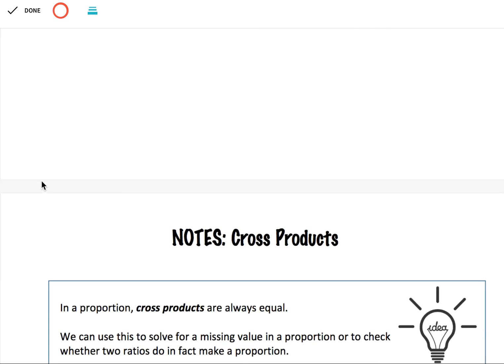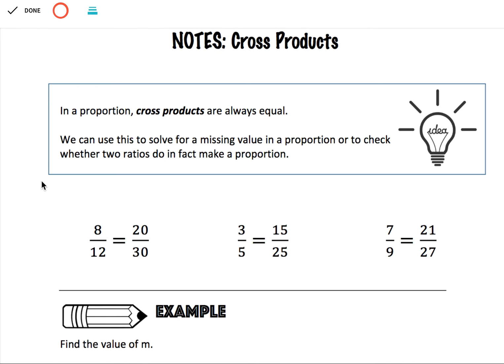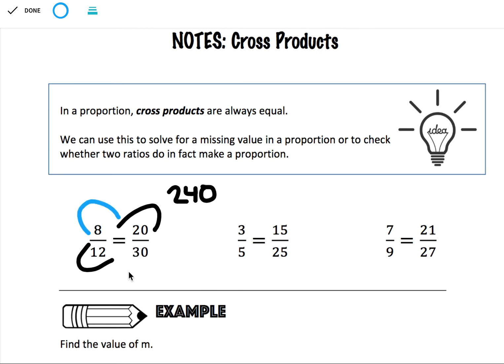All right, we're going to take a look at one more type of proportion. So in a proportion, cross products are always equal. And here are some examples to show that that works. 8/12 simplifies to 2/3, and 20 over 30 also simplifies to 2/3. And you'll notice if we multiply 12 times 20, we get 240. And if we multiply 8 by 30, we also get 240.